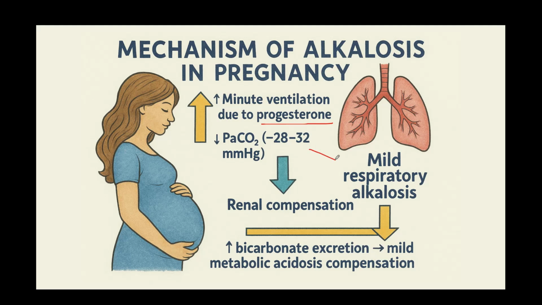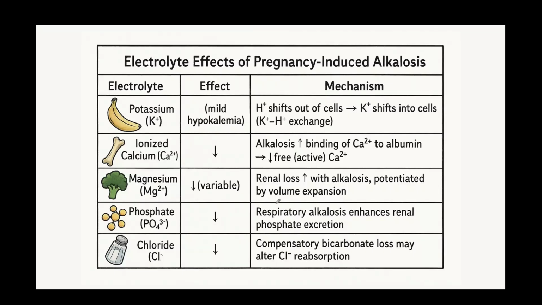That will lead to mild respiratory alkalosis, and this will lead to renal compensation. The body will start retaining bicarbonate, creating a sort of metabolic acidosis to compensate. So this is a compensation, but yet this alkalosis has effects on the parturient. On potassium, it leads to mild hypokalemia, and that's because hydrogen shifts out of the cell and potassium shifts into the cells, the potassium-hydrogen exchange.